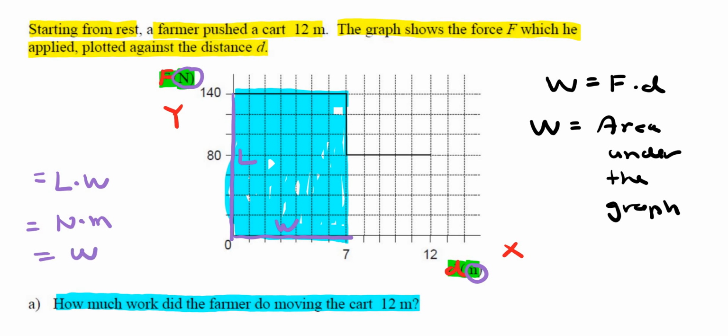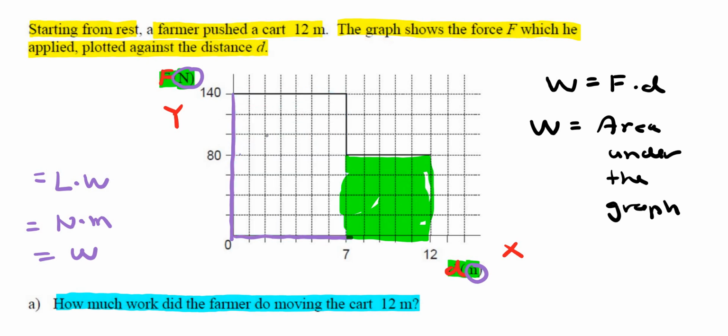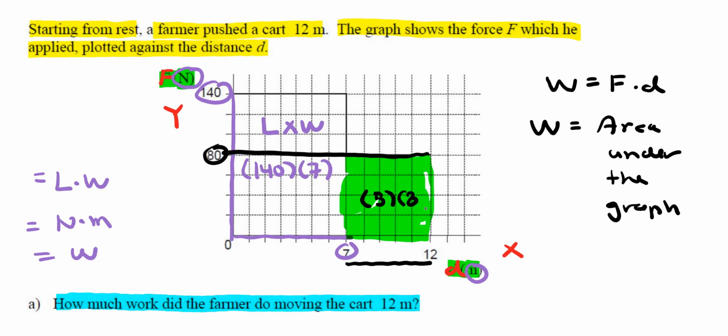So therefore, in order to find the work for this particular problem, we need to calculate the area underneath the curve for these two regions right here. If I want to find the work over here, I'll say length times width. So let's say we have 140 there, and we times it by the width, which is 7, so 140 times 7. Then over here from 7 to 12, that's a distance of 5, and this height right here is going to be 80, right? So 5 times 80. That's how we can find the work for this particular example.